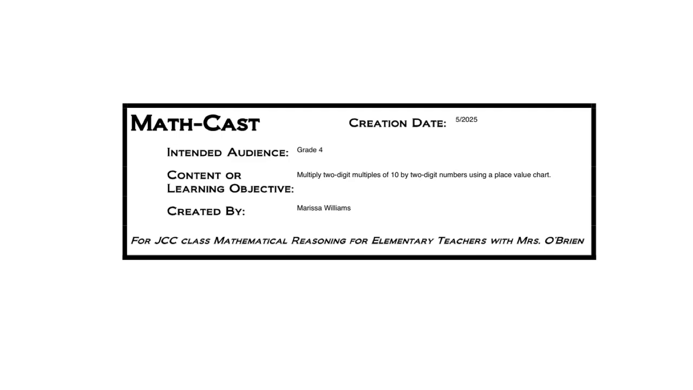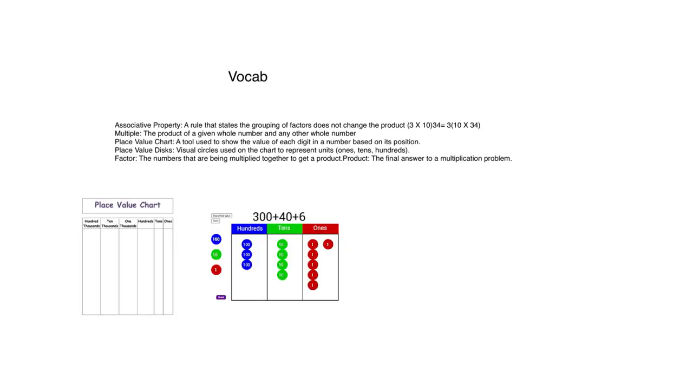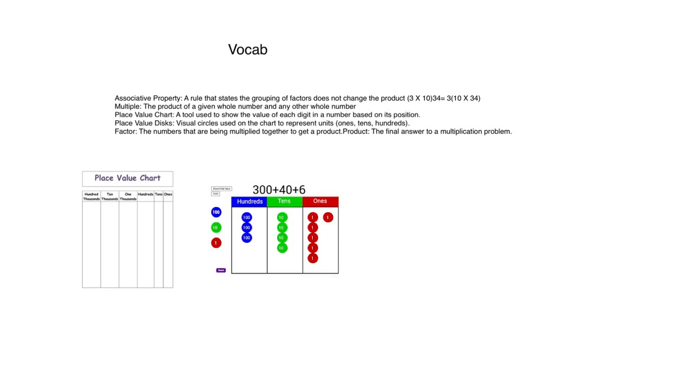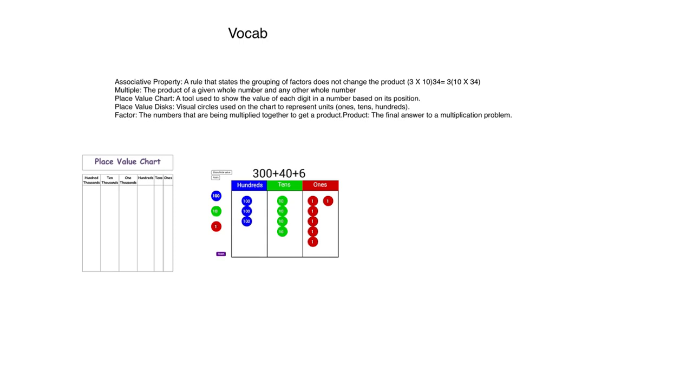Hi friends, today we're going to be learning about multiplying multiples of 10 by two-digit numbers using a place value chart. Some of the vocabulary that we will be using for this lesson is the associative property, a rule that states that grouping of factors does not change the product. So 3 times 10 multiplied by 34 equals 3 times 10 times 34. Multiply: the product of a given whole number and another whole number.